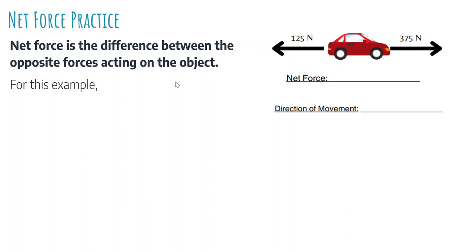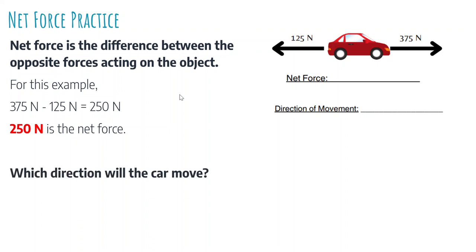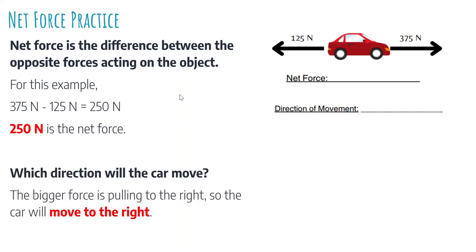All right, so for this example, 375 newtons minus 125 newtons equals 250 newtons. That's our net force. That's the overall, after everything's said and done, difference in force. 250 newtons is the net force, and the car will move to the right because that bigger force is pulling to the right. I know it seems pretty simple, but when you get ready to be quizzed and tested on this material, you'll want to be able to see an image and kind of figure that out.